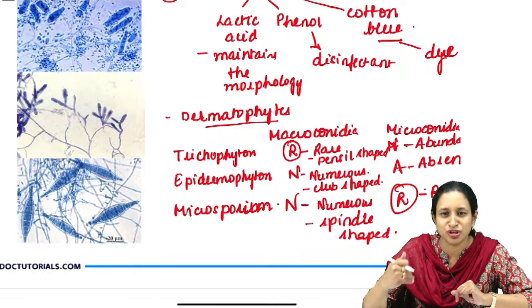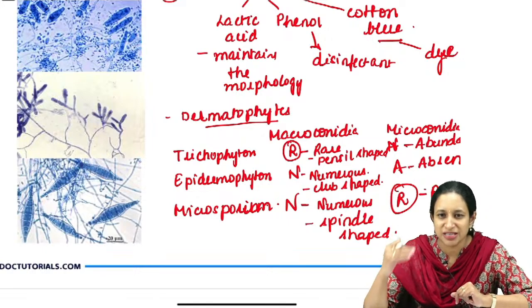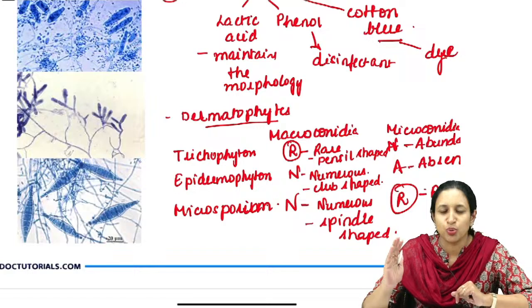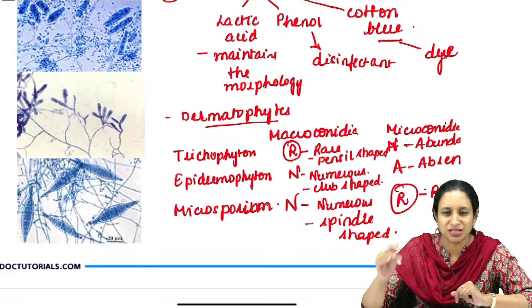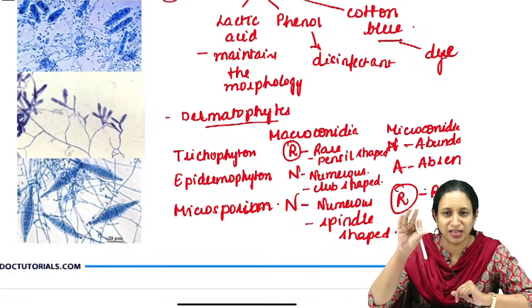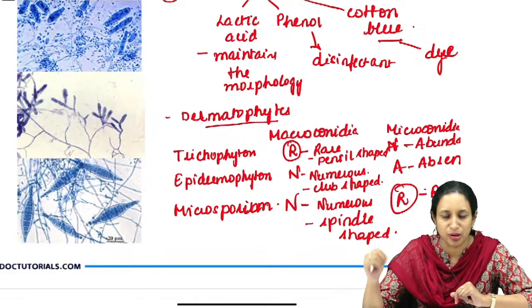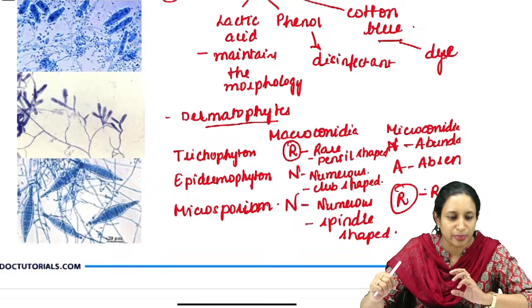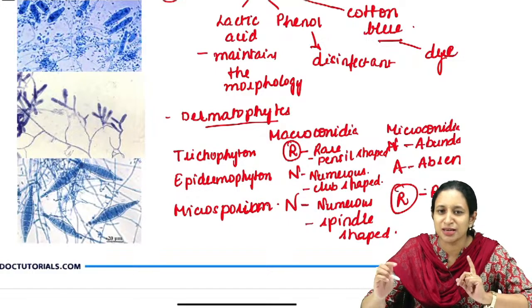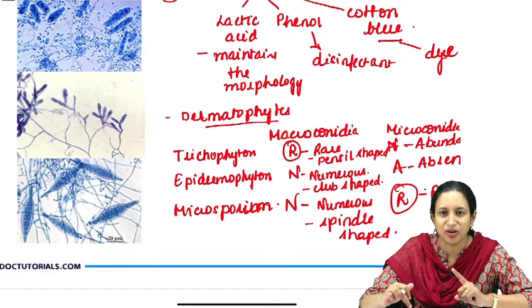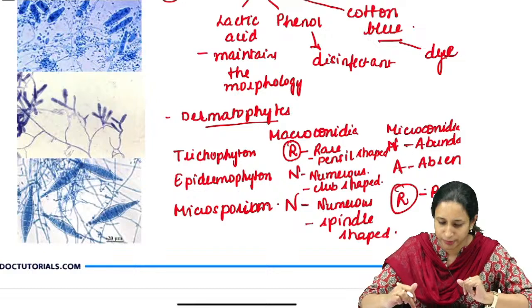So always remember, this is the order to remember for the exam. Please write it down as TEM with macroconidia and microconidia. Start off with R at the beginning, R here in the end, N and N here, A and A above. So that's how you will be able to remember the shapes of it. So this is important for you for the exam. You should always remember that this is the appearance that you will be able to identify based on your LPCB mount.